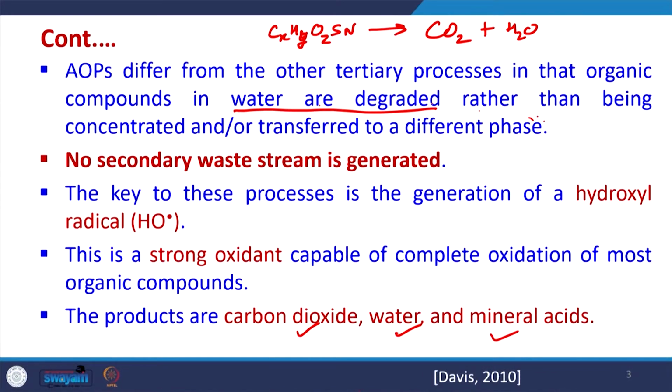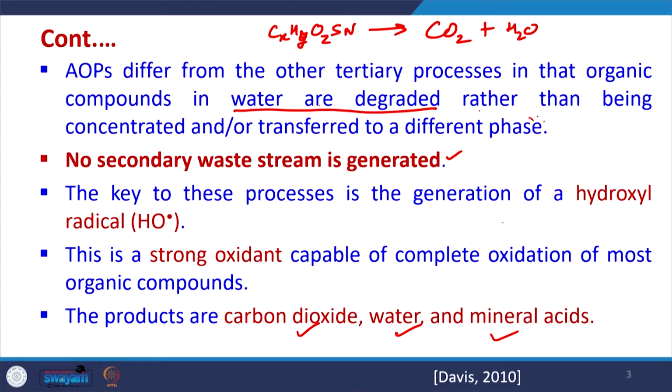Thus, in the AOP there is no secondary waste stream generated. Unlike coagulation and flocculation, where we have sludge, and that sludge has to be treated further. So, this is the difference, that generally we use AOPs which do not generate any secondary waste stream which has to be treated further. So, this is the key aspect.